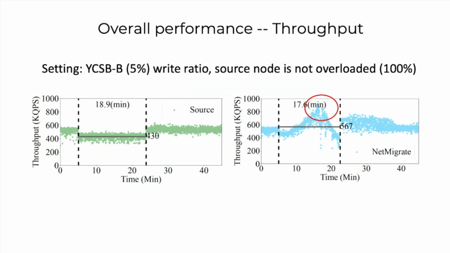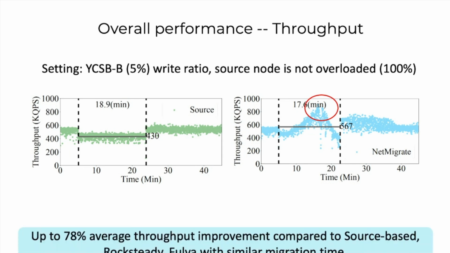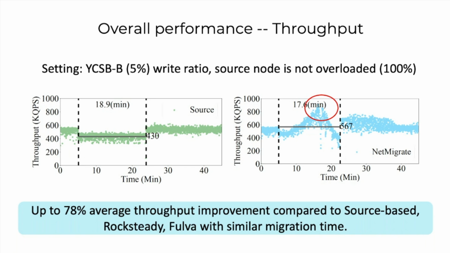And we see there's a performance peak because before the peak, the source and the destination, both of them can contribute to the query throughput. And after that, more and more data are migrated to the destination. And then the destination node is experiencing data ingestion from the migration, and also it needs to serve more requests. So the throughput drops. Compared with the 3 baselines, we can limit NetMigrate to have a similar migration time with them for fair comparison. And NetMigrate can have up to 78% average throughput improvement.